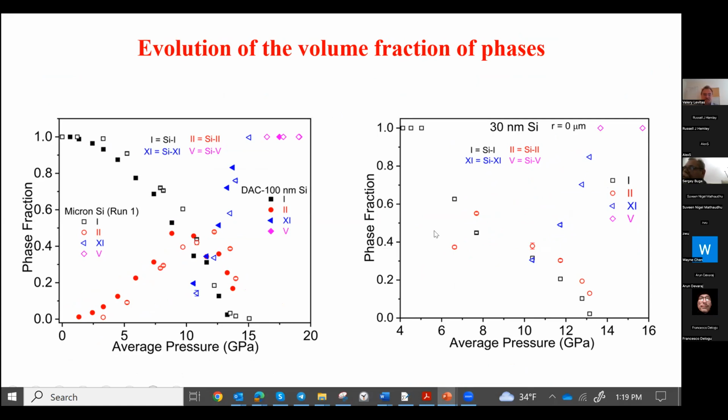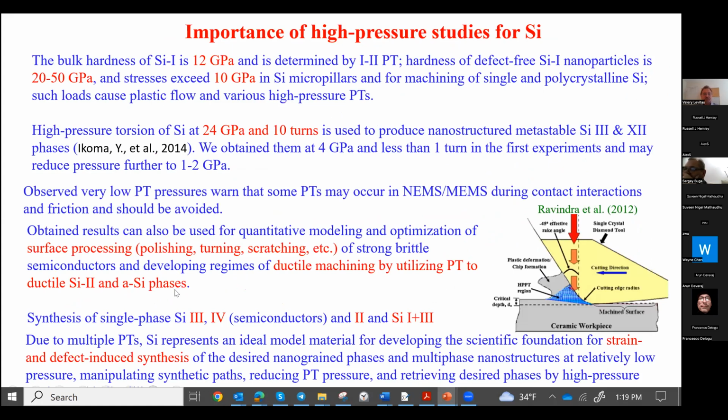I will not analyze this, but these results are now used for development of kinetics for this phase transition. And I will mention two other potential practical applications. First, the very low phase transition pressure warns that some phase transformation may occur in NEMS, MEMS during contact interaction, friction, and it should be avoided. And also, usually silicon 1 is very brittle, and nanocracks appear during polishing, and they should be removed by chemical methods. That is why researchers develop the so-called ductile regime of machining, when they utilize phase transition as a mechanism of plastic deformation. But the problem is that in all simulations from atomistic to continuum, the phase transition pressure is 10 GPa, but we obtain several phase transitions at sub-gigapascal. So there is significant room here for improvement.